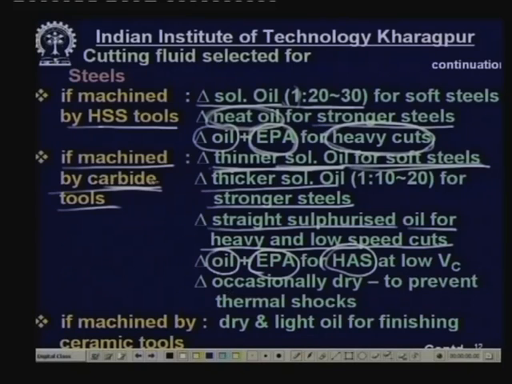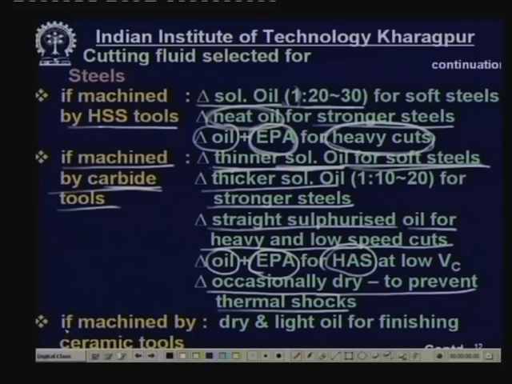But as I told you at the beginning, occasionally the steels are cut by carbide under dry condition to prevent thermal shocks, if it is machined at high speed, especially soft steels at high speed.